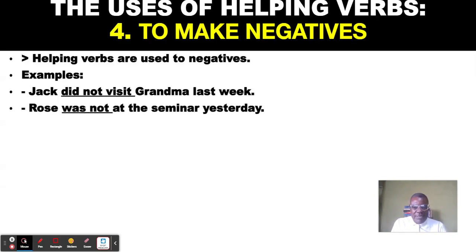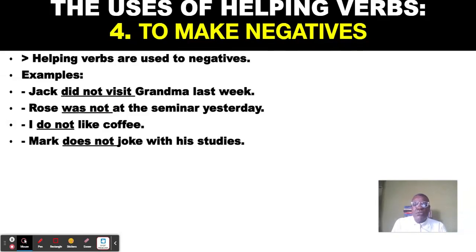Rose was not at the seminar yesterday. I do not like coffee. That's the negative. The positive is I like coffee, but because the opposite is the case, then I say I do not like coffee. Now, if I express the positive, I may not need any auxiliary, any helping verb. I simply say I like coffee. But to form the negative, I need a helping verb, and that is do. I do not. Now, you can also shorten it to don't. I don't like coffee.